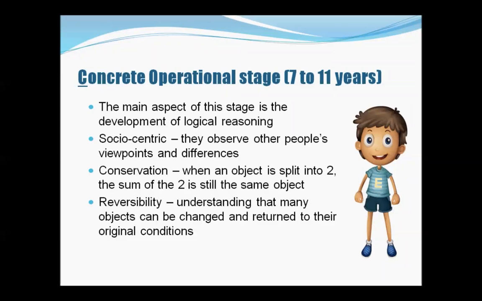Reversibility is another interesting concept learned in this stage. And it refers to the understanding that many objects can be changed and returned to their original conditions. As an example, we can consider an inflatable ball. When an inflatable ball is deflated, a child in this stage would understand that the ball can be inflated again and it will still be the same ball. It's not a different object anymore. It's still the same object.